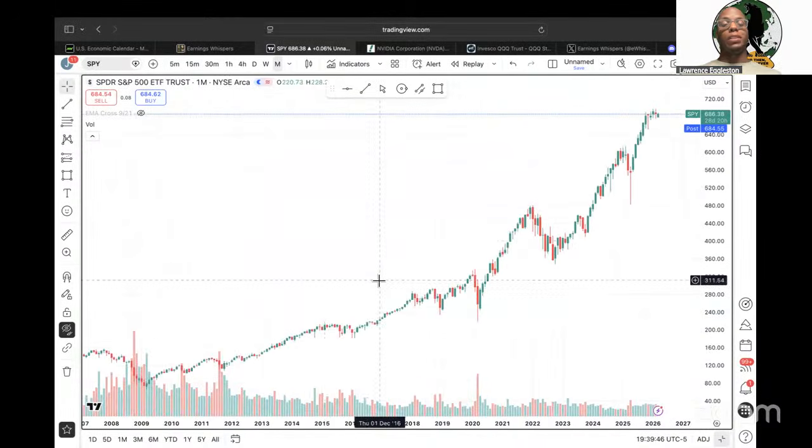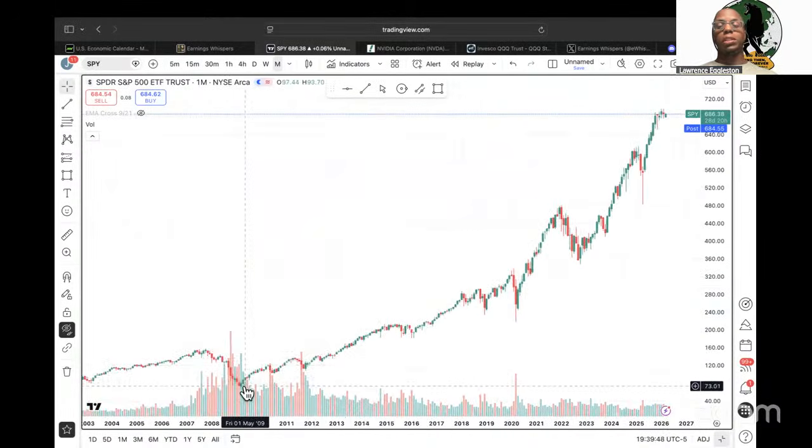Just some perspective to have. If you want to look back since the financial crisis, just to put this into perspective, the SPY is literally up 10x. Just let that sink in. So that means almost the past 20 years, the SPY is up 10x from the low. 10x. Just my thoughts on that.